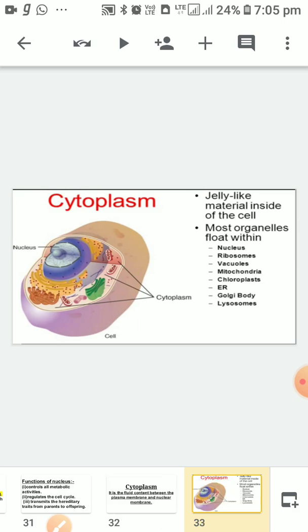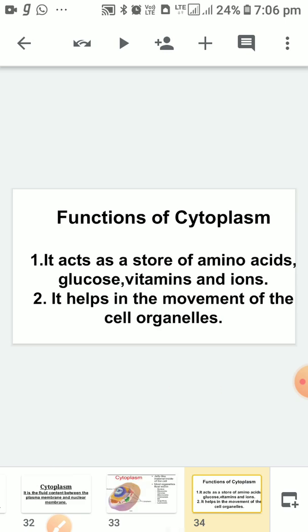Here you can see the diagram of cytoplasm. It's a jelly-like material, and it helps in the movement of cell parts or cell organelles. You can see here it's the jelly-like material inside the cell. It contains all the organelles which float within. These organelles you can see here. What is the function of cytoplasm actually? It acts as a store for amino acids, glucose, vitamins and ions. Children, amino acids, these are also known as proteins. Okay, it helps in the movement of the cell organelles.